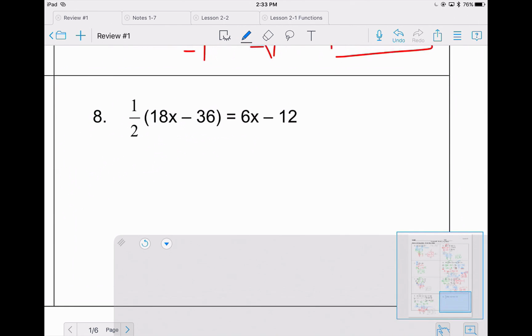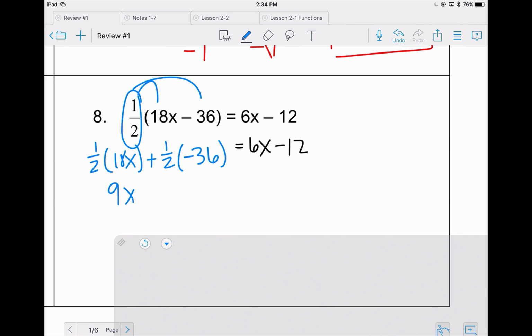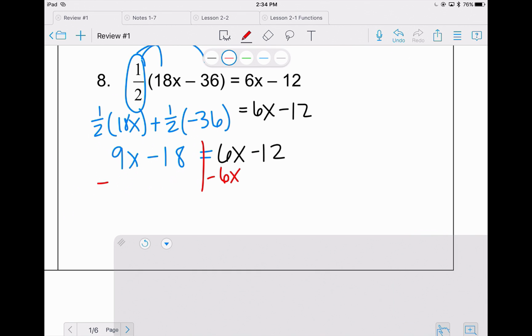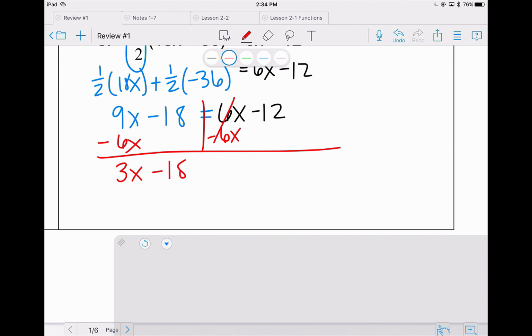Problem 8, again with those parentheses. So 1/2 times 18x plus 1/2 times -36. 6x minus 12. On the left side, remember that when we multiply by 1/2, we make sure we multiply. So 1/2 of 18 is 9. 1/2 of -36 is -18.